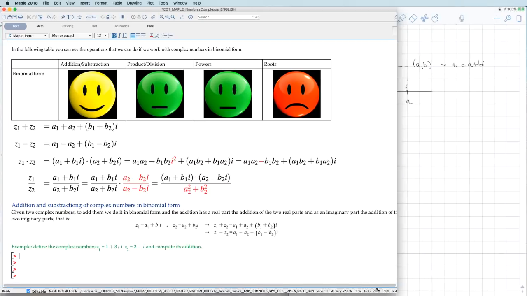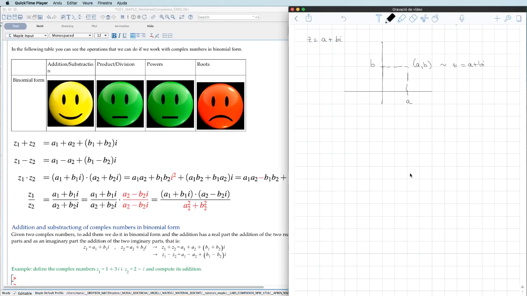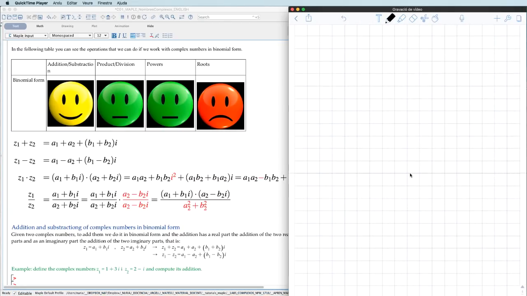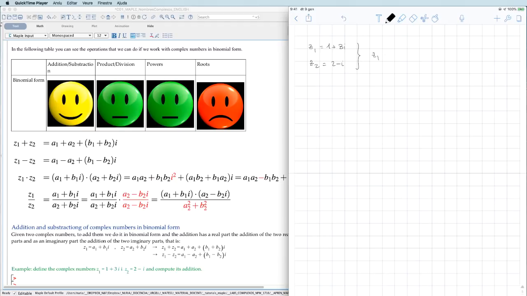So let's do this exercise. We just have 2 complex numbers and we have to add them. We have z1, 1 plus 3i, and z2, 2 minus i. So we just go as we have done all our life when we have expressions, even with unknowns. So 1 plus 2, plus 3i minus i. So this is 3 plus 2i.